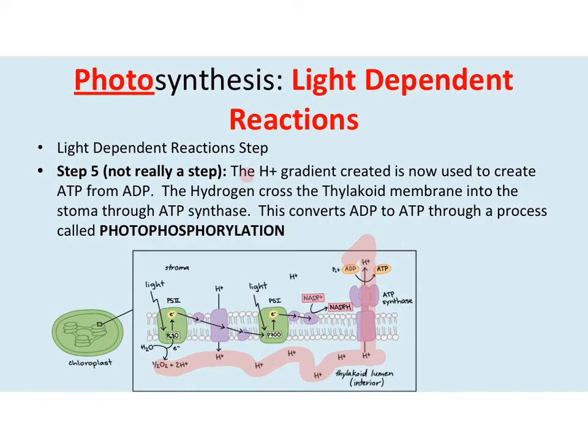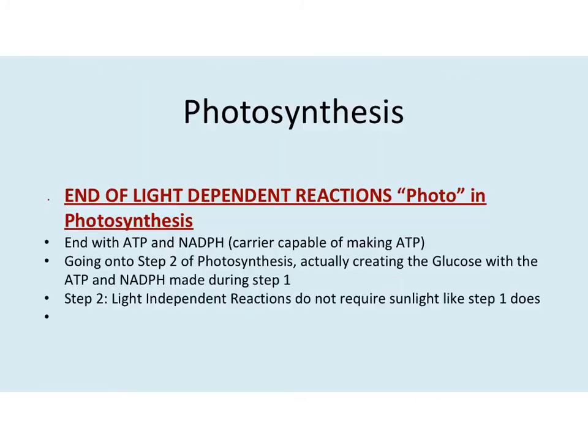Okay. So the H gradient created is now used to create ATP from ADP. Okay, the hydrogens cross the thylakoid membrane through the stroma and then through this thing called ATP synthase. Okay, that was what was interrupted when the person got intoxicated with, I'm trying to think of it, cyanide. Okay. So this converts ADP to ATP through a process called phosphorylation. So in other words, it's going to create some ATP.